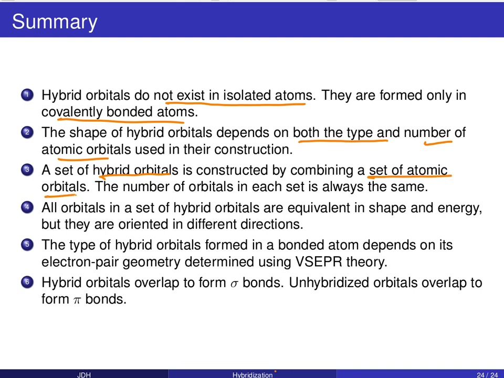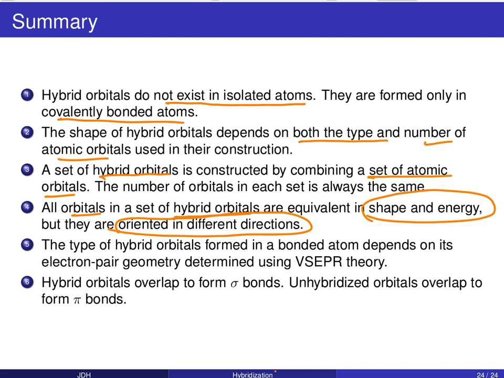And you're always going to have the same number in each set. If you have 2 atomic orbitals you're combining, you're going to get 2 hybrid orbitals out. If you have 3 atomic orbitals you're combining together, you're going to get 3 hybrid orbitals out at the end of the day. And all of the orbitals in a given set of hybrid orbitals are equivalent in both shape and energy. The only difference is that they're oriented in different directions.